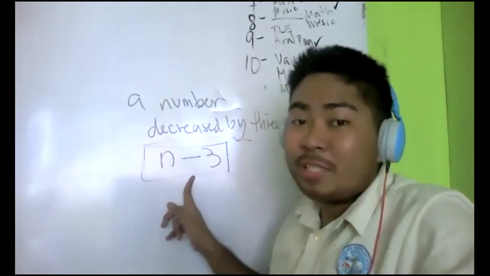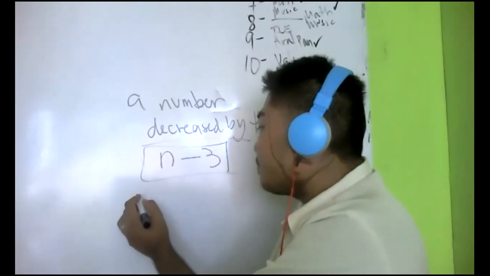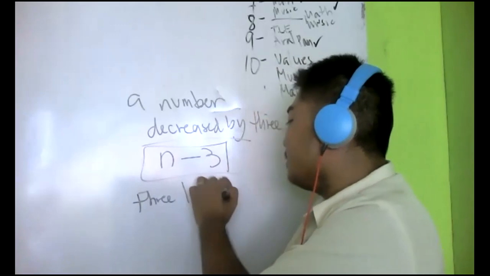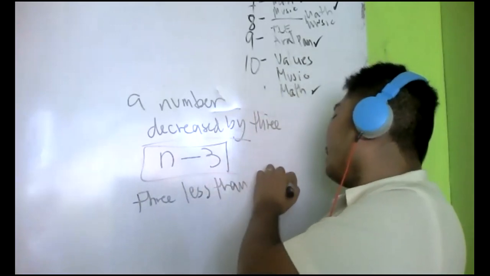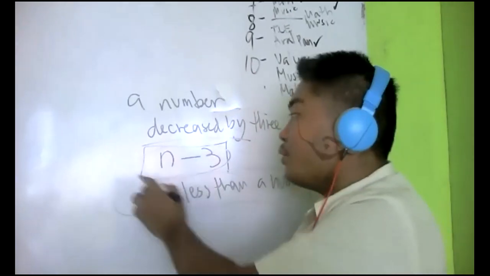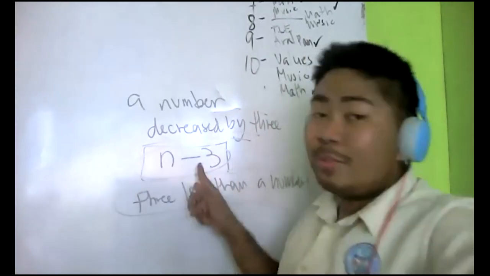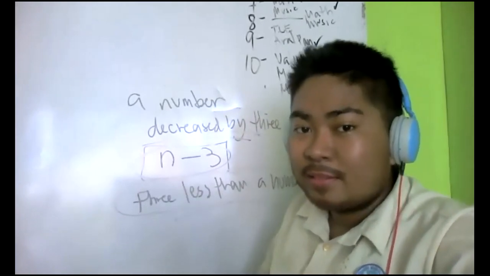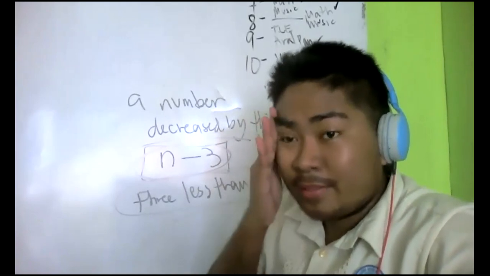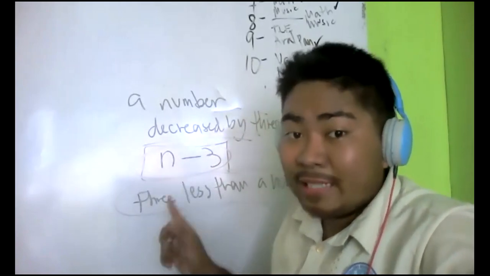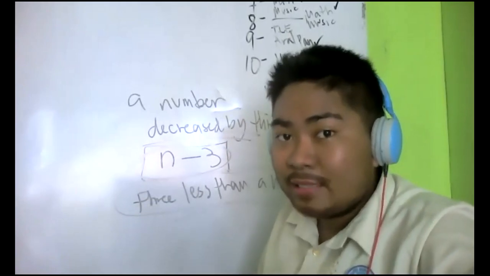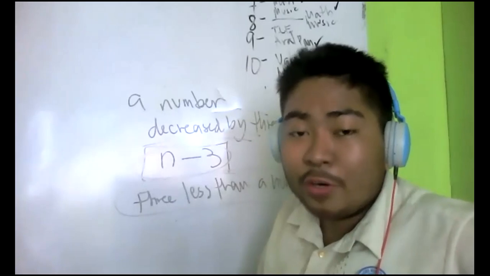So ito, pwede mo siyang tawagin na 3 less than a number. Ganito siya. So 3 less than a number, pag ganito yung sulat. Pero kapag decrease by, ganito siya. Okay? Nakuha? The same subtraction. Pares lang yan. Parehas lang yung kalalabasan nila. Depende na sa pagkaka-translate. Okay? Naintindihan ba?